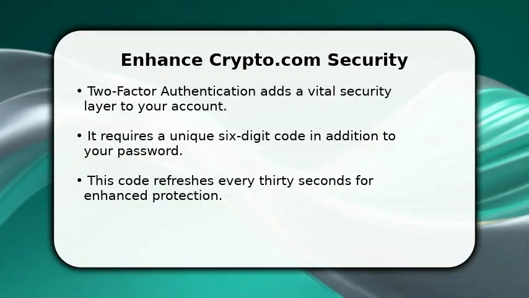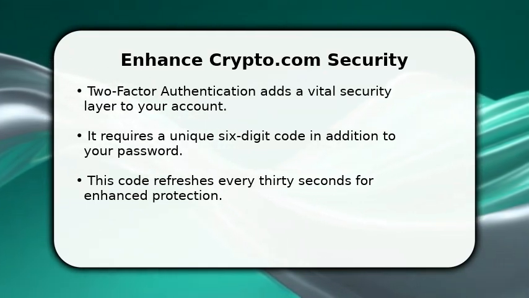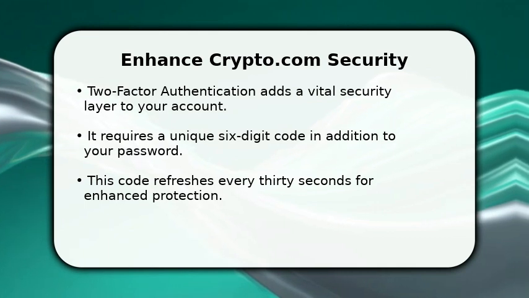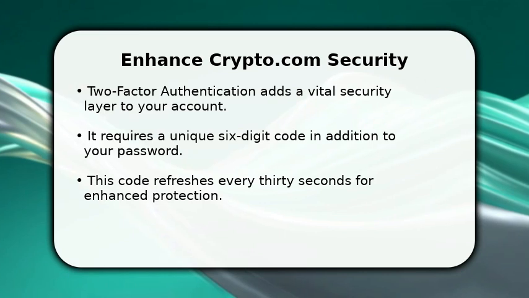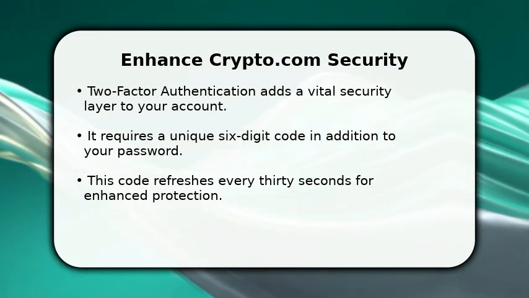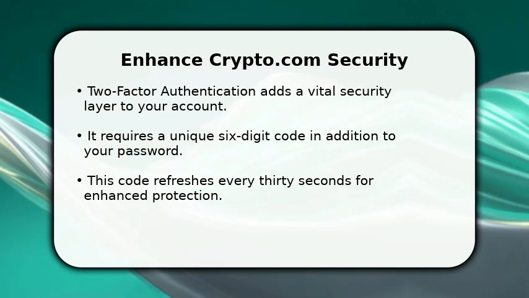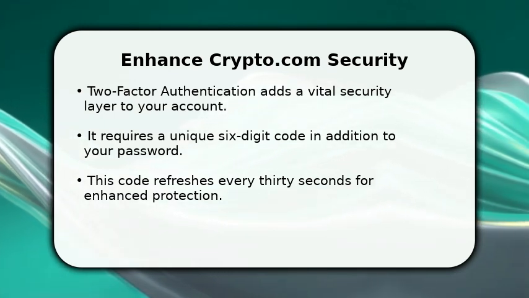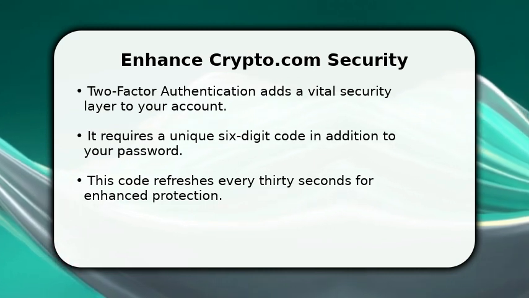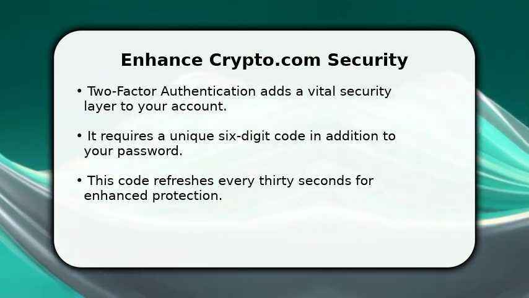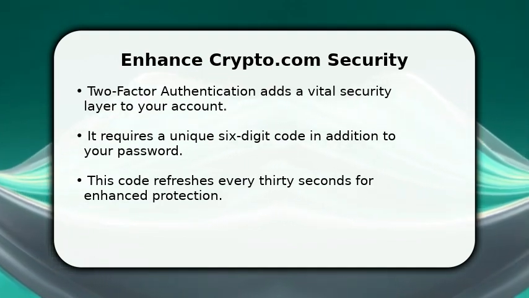In this video, I will explain how to set up two-factor authentication on crypto.com. This crucial security measure adds an extra layer of protection to your account. It involves a unique 6-digit code generated by an authenticator app, which changes every 30 seconds. Enabling two-factor authentication is essential for safeguarding your digital assets and ensuring secure transactions on the platform. We will walk through each step to get you set up confidently.